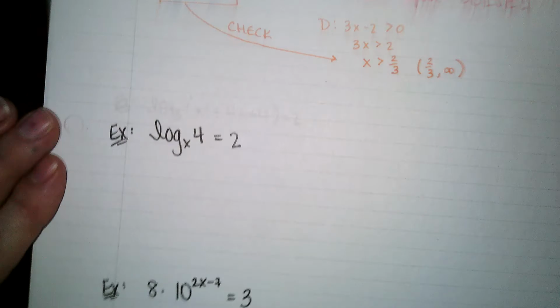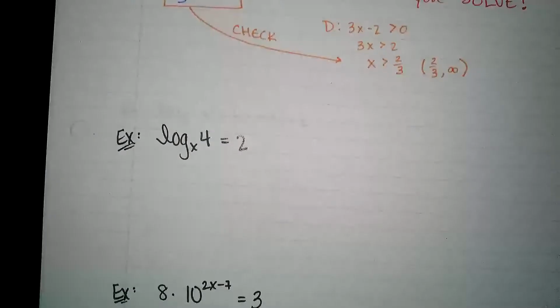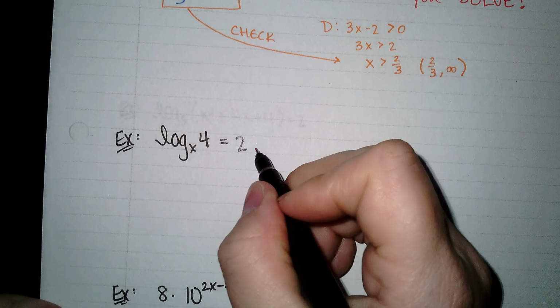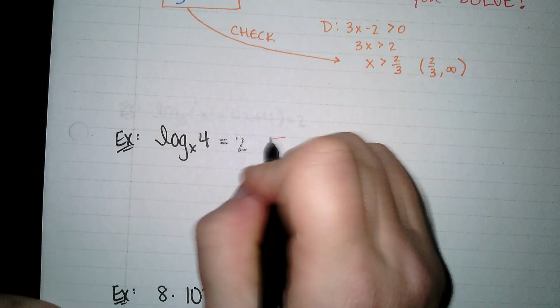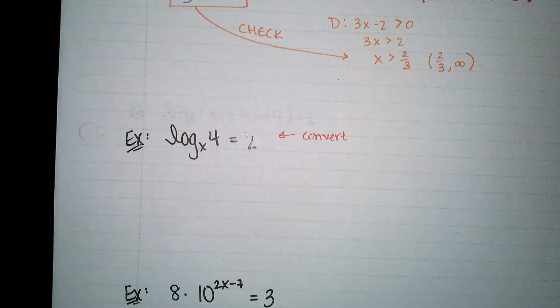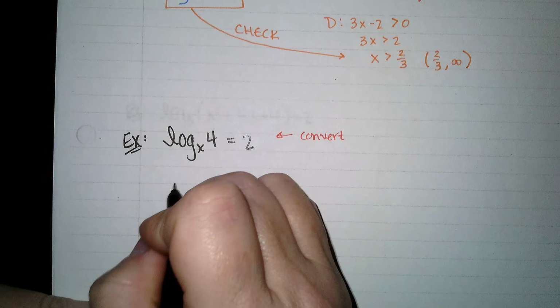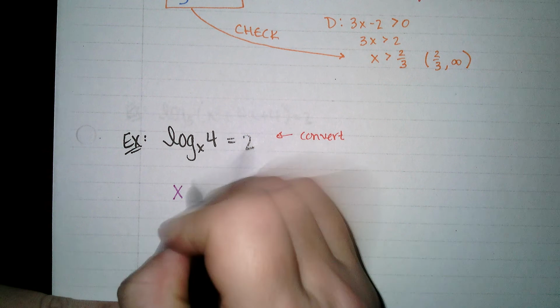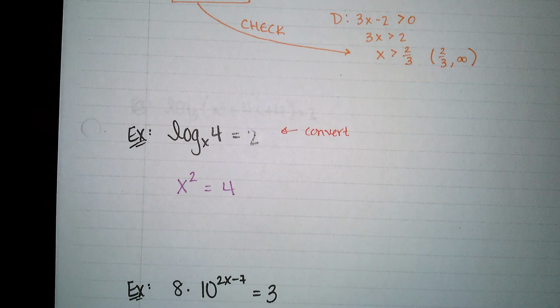Okay, let's look at this guy. Log base x of 4 equals 2. So again, we're going to try converting this and see what happens. So convert. I'm going to convert the log into an exponent, which means the base is going to stay the base. So I have x to the second power, and then that's going to equal 4.